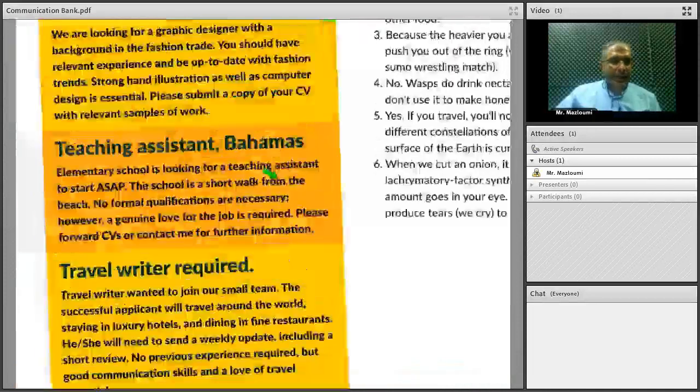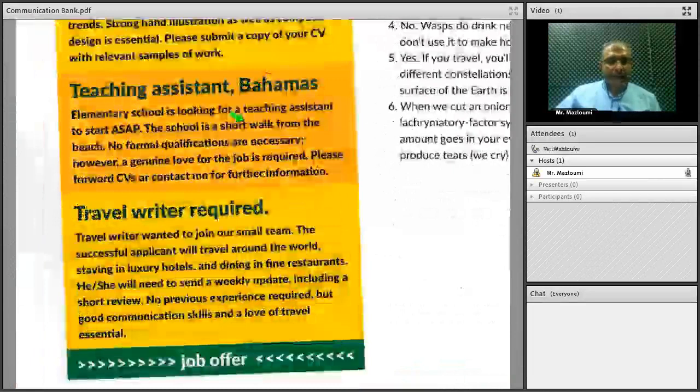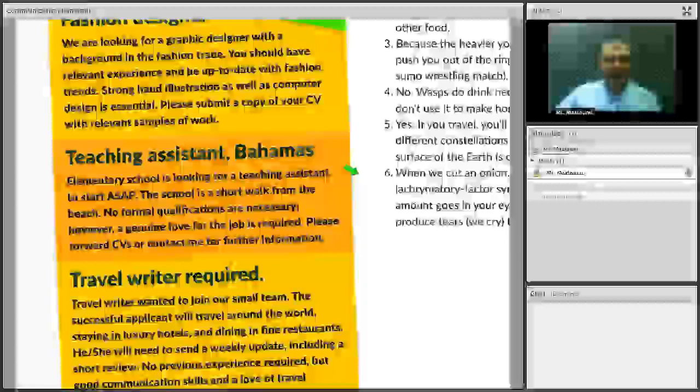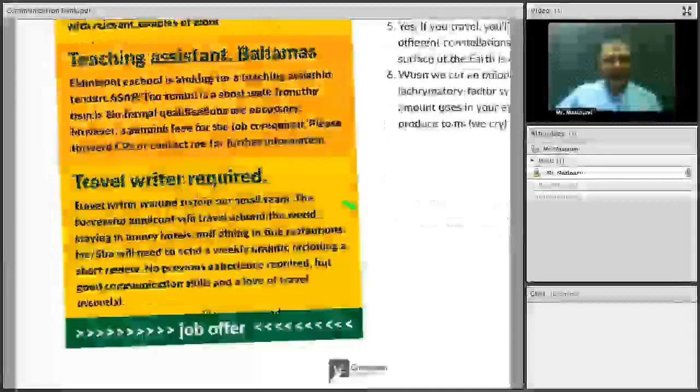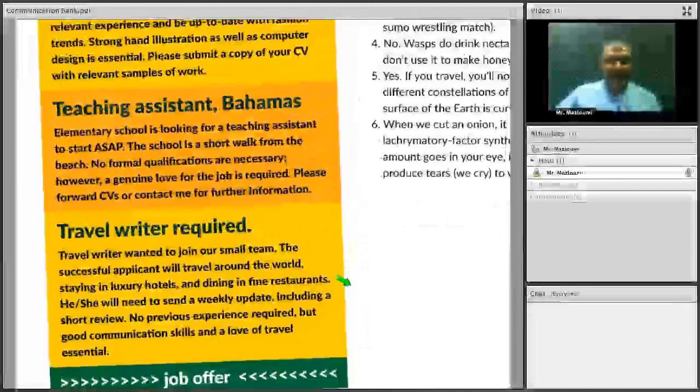So everyone, for homework, you can choose one of these advertisements, reread the sample cover letter we had, and write your cover letter. Okay, don't forget it, please.